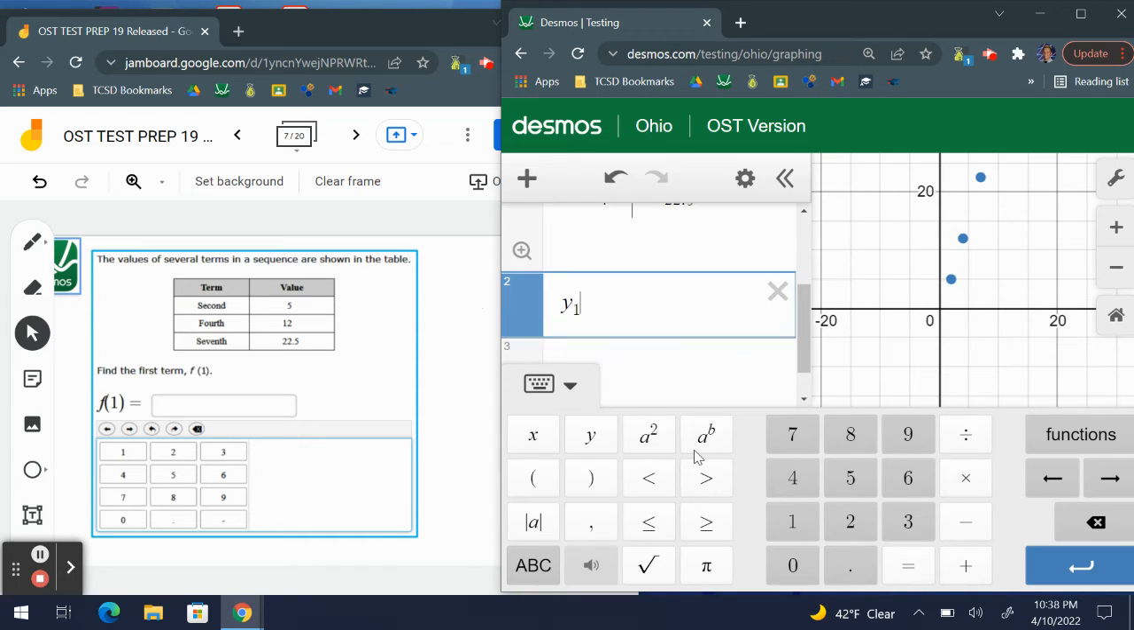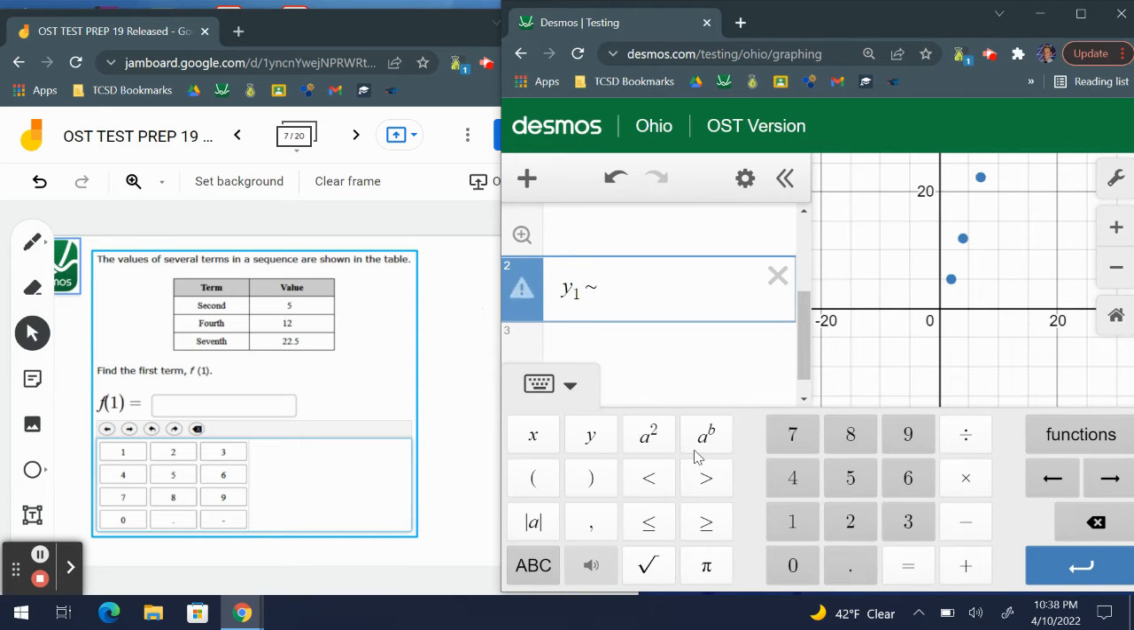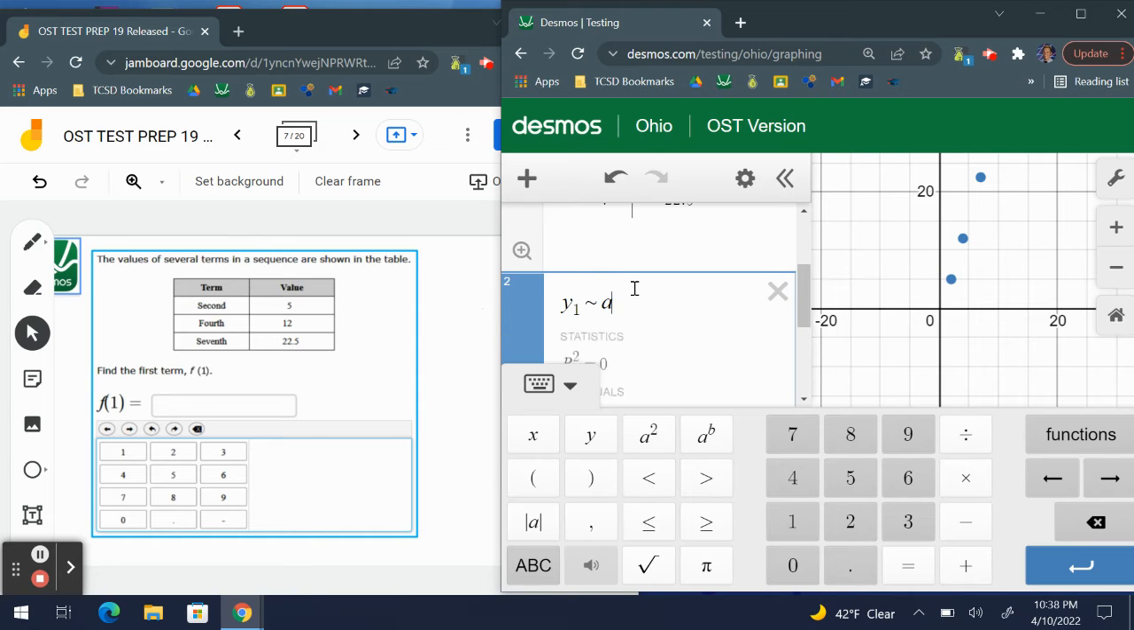So it's Y1, squiggle, okay? It's shift and the button next to 1. Remember, it's that squiggle. AX1, you could also call it MX because MX plus B, right? Plus, and I just said it, B.